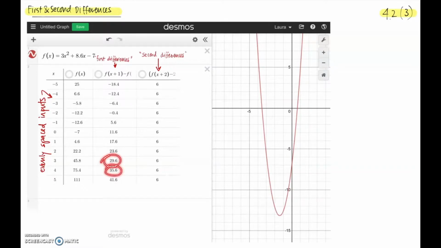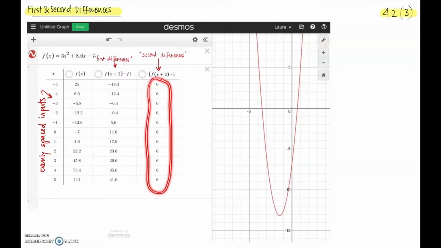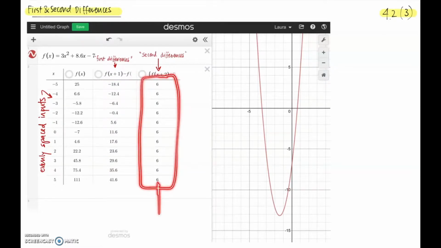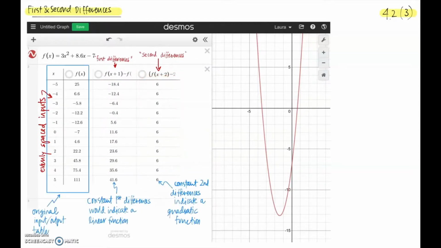35.6 minus 29.6 is equal to 6. Each of these differences is 6. And of course you're seeing that we're getting a constant second difference. Where a constant first difference tells us it's a linear function, a constant second difference like this tells us this is a quadratic function. So let's take a look at this whole big rigmarole table thing one more time and make sure we understand where each piece is coming from.